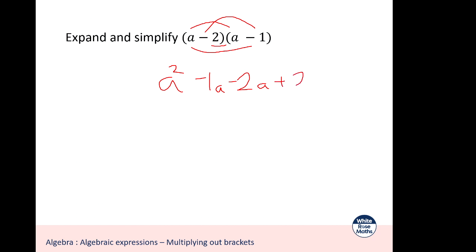I'm now going to collect my like terms. I've got a squared minus 1a subtract 2a makes minus 3a. Okay, remember it's getting smaller here if you're subtracting. And then plus 2. And that's my answer to this double bracket. A double bracket will always give you a quadratic expression.